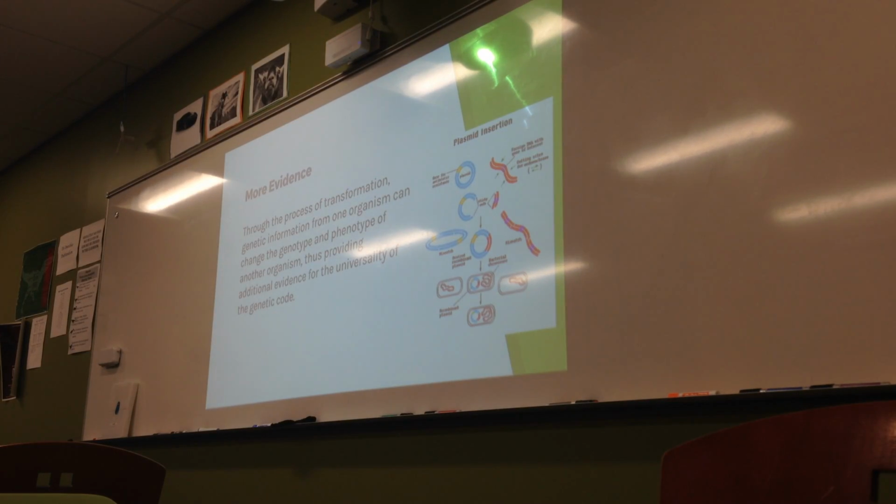Some more evidence. Through the process of transformation, genetic information from an organism can change the genotype and phenotype of another organism, thus providing additional evidence for the universality of the genetic code. The fact that we can make genetically modified organisms tells us that the machinery between all organisms is the same. As long as we give the instructions for one gene, we can put those instructions in another organism, and that organism can successfully produce that protein. That means that we have some sort of evolutionary commonalities.